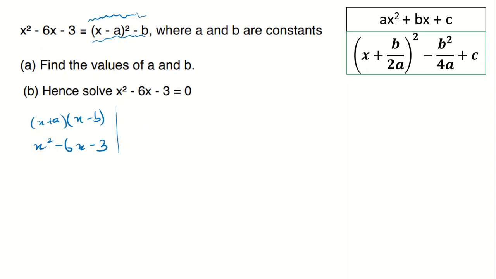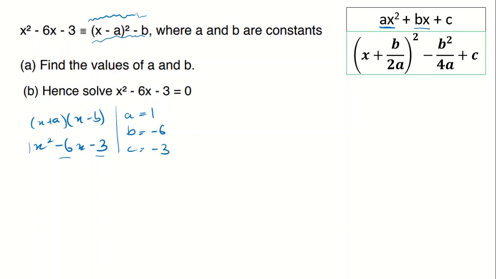What's my a, b, c? Whatever is attached with the x squared has to be my a. Here nothing's attached with the x squared. It's just an invisible 1, you can say. So a becomes 1. My b is the one that is attached with the x, that is negative 6 here. So I'm going to write b equals negative 6. And my c is a standalone number, that is negative 3. So I'm going to write c equals negative 3.